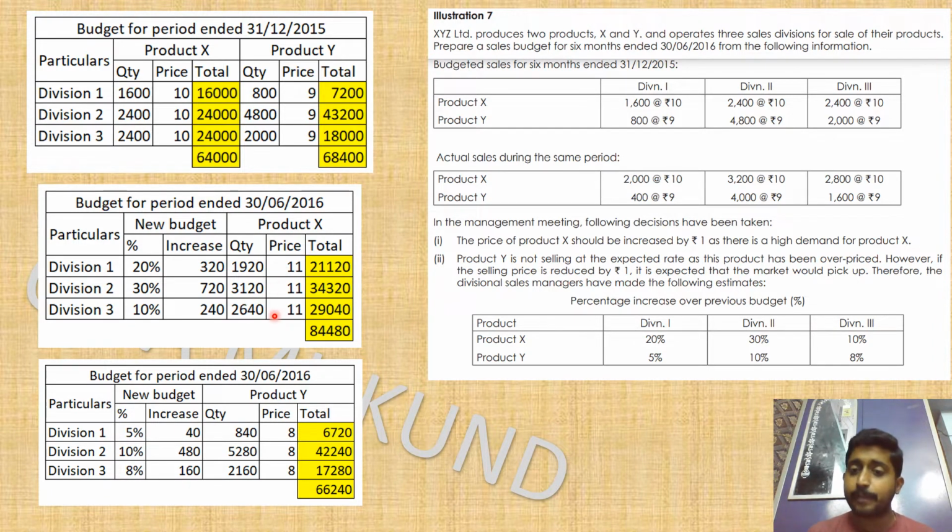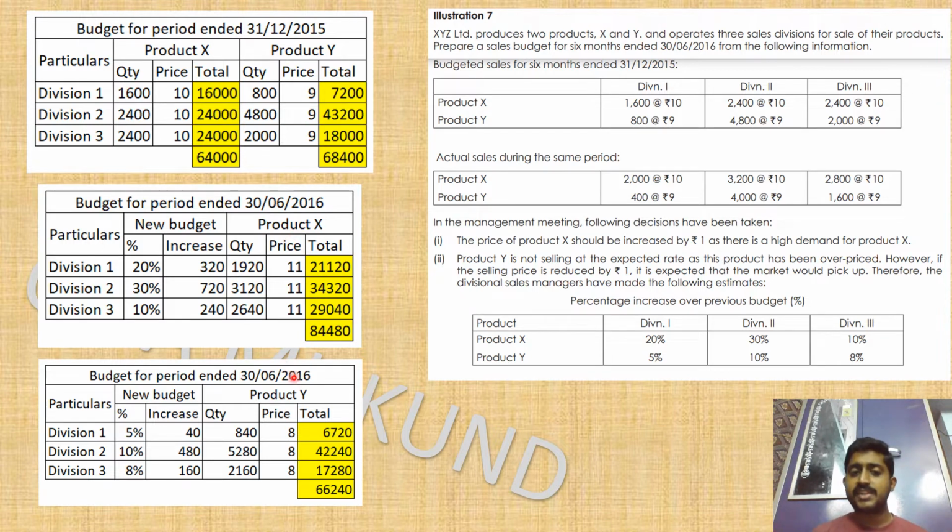And what is the new selling price? There is a huge demand and we are going to increase the price by 1 rupee. The price as per the last 6 months is 10 rupees for the product X. Now we have increased it to 11 rupees. Now we have the sales quantity, we have the selling price for every division. We can multiply and we can find the revenue that will be generated, which is 84,480 compared to 64,000 for the last 6 months. So the next 6 months budget target is much tighter. You have to achieve the revenue of 84,480.